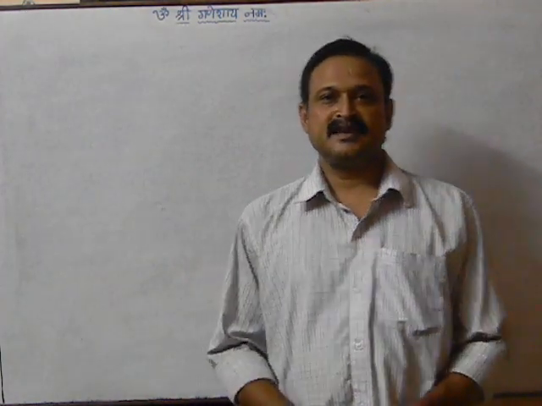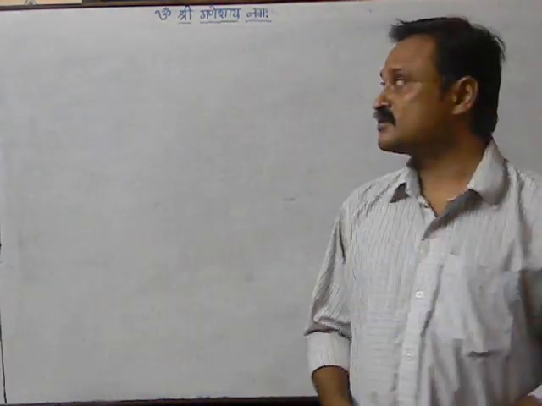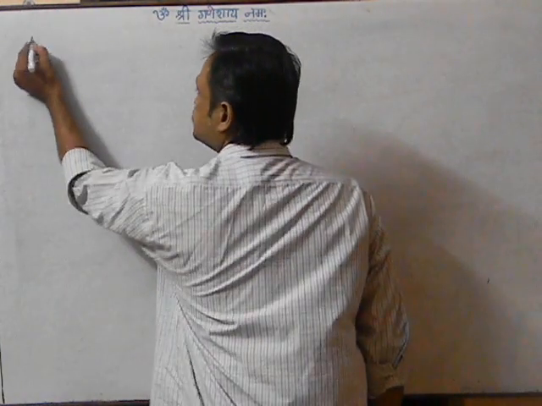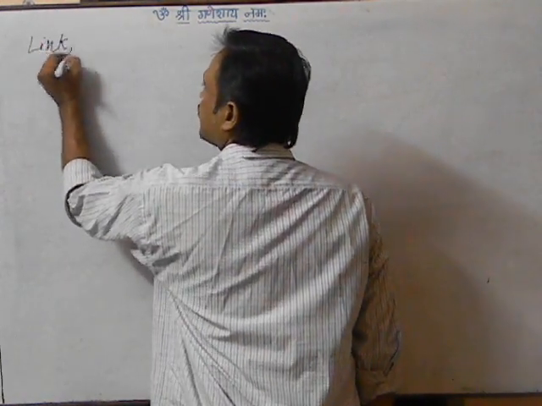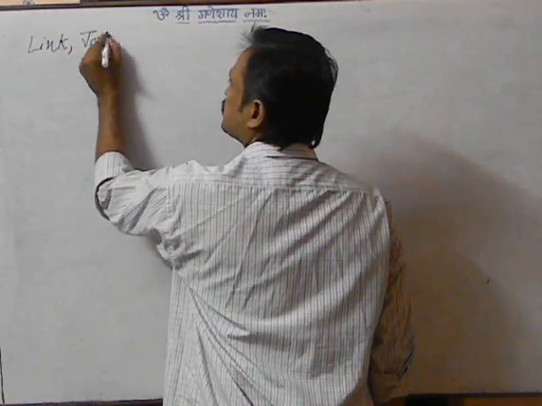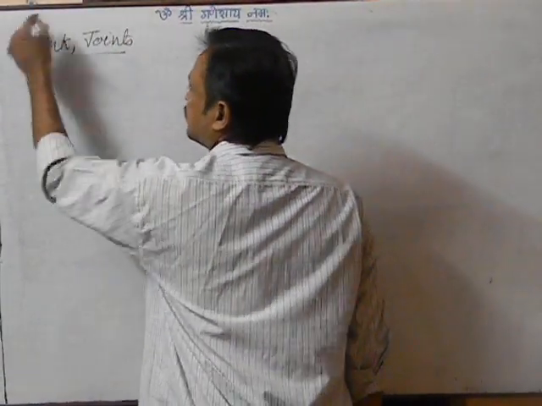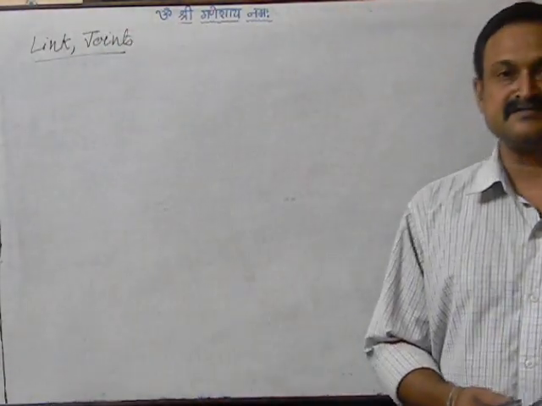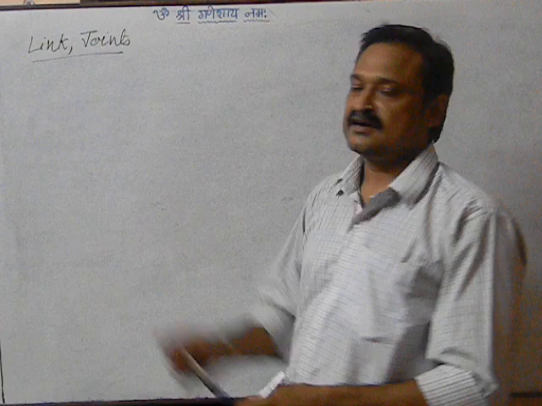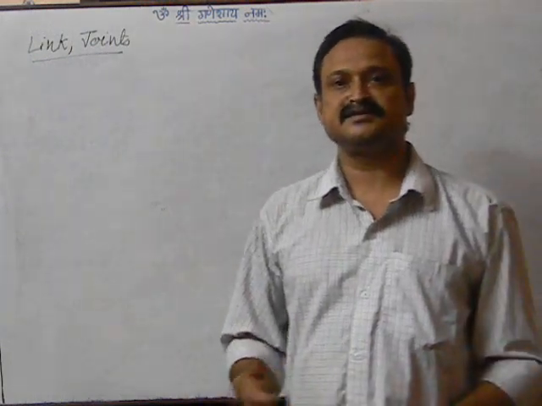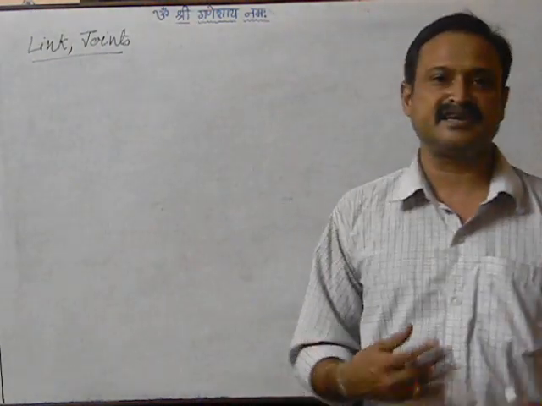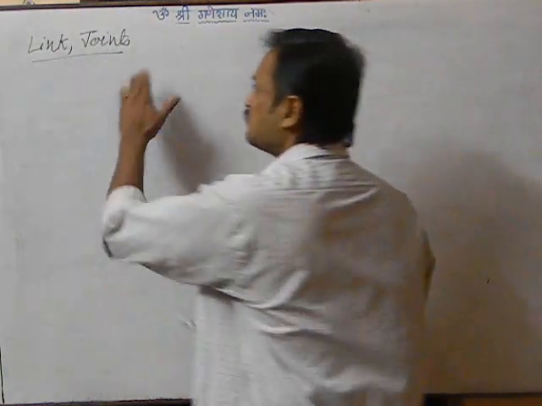Hello. In the last session, we talked about kinematic links and joints. We classified links, or we saw the types of links like rigid links, flexible links and fluid links, and joints, binary, ternary, quaternary. So now we move on.